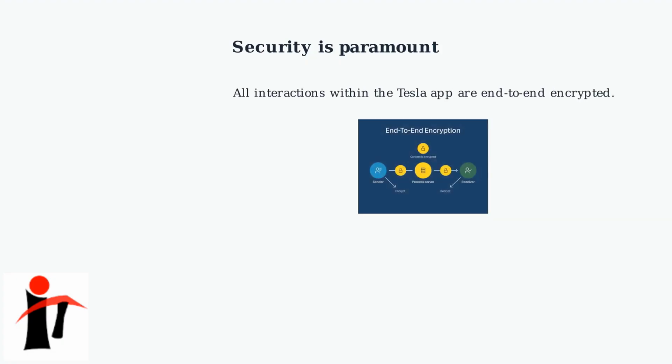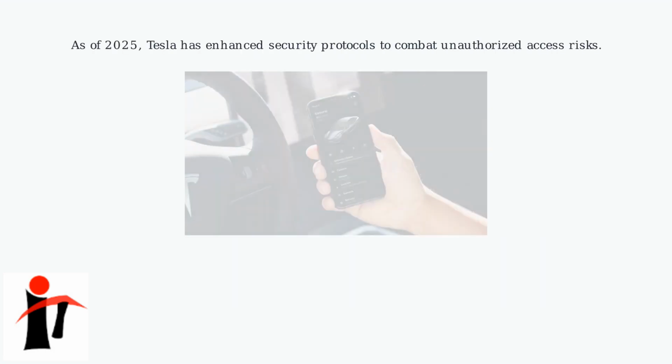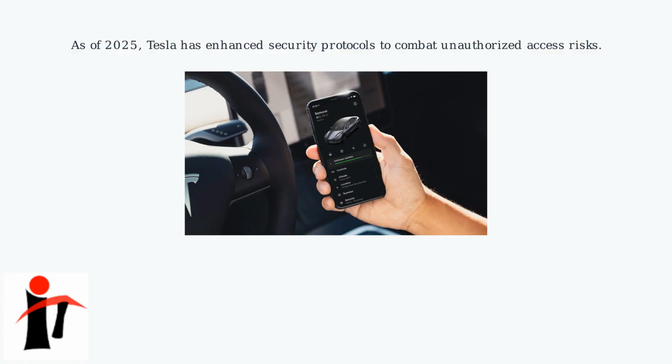Security is paramount when managing access to your Tesla vehicle. Tesla takes multiple measures to protect your data and vehicle. All interactions within the Tesla app are end-to-end encrypted, meaning your data is protected from the moment it's sent until it's received, preventing unauthorized interception. As of 2025, Tesla has been enhancing security protocols to combat unauthorized access risks, including biometric verification and AI-driven access suggestions.